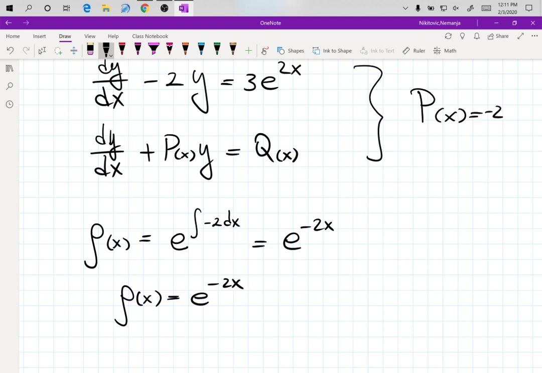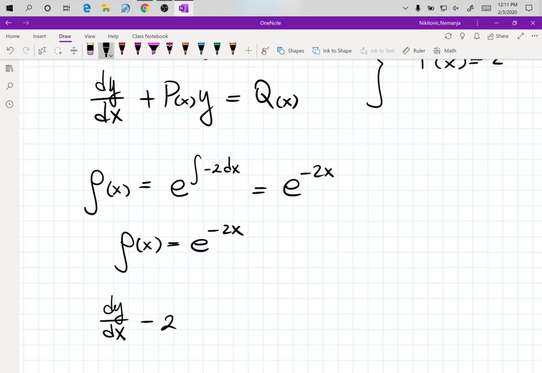Now, that one will multiply every term of your problem, and it will create a product rule on the left. So, my differential equation is dy/dx minus 2 times y, leave some space, equals, and then on the other side I had 3e to the 2x. Now I am going to go and hit each one of these with e to the negative 2x.